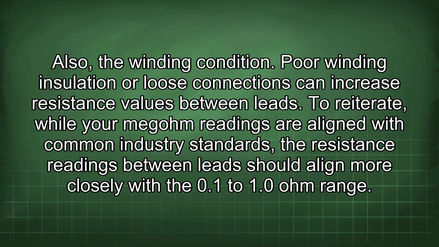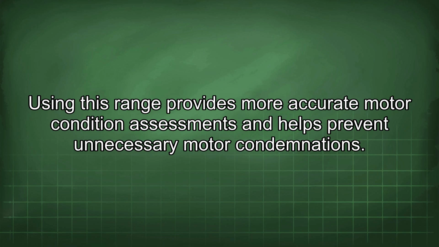To reiterate, while your megohm readings are aligned with common industry standards, the resistance readings between leads should align more closely with the 0.1 to 1.0 ohm range. Using this range provides more accurate motor condition assessments and helps prevent unnecessary motor condemnations.